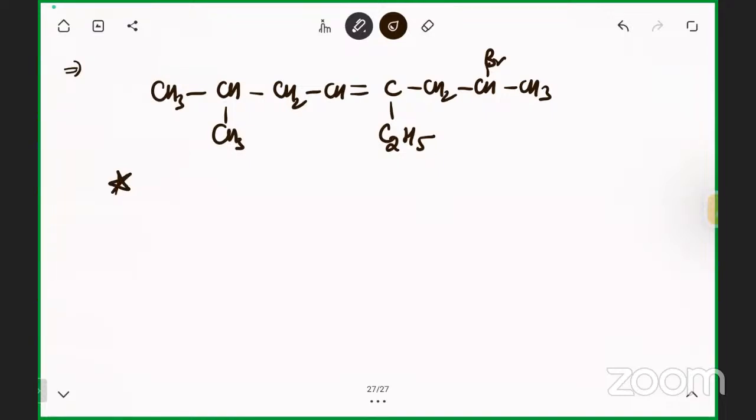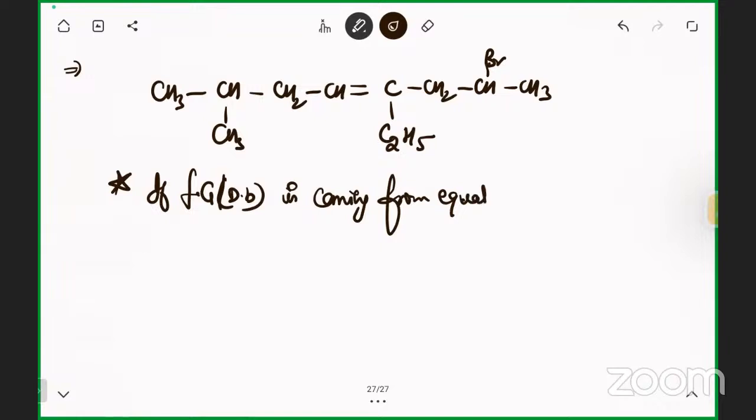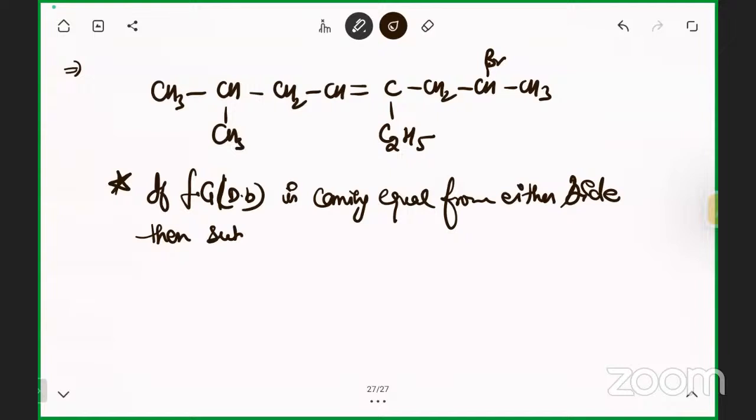What you have to remember here is that if the functional group, or you can say the double bond, is coming equal from either side, then the substituent is ignored. Okay, so this is a sort of rule, we can say.